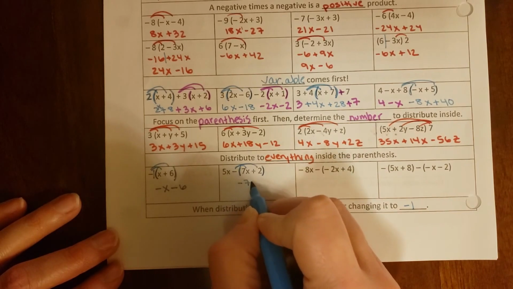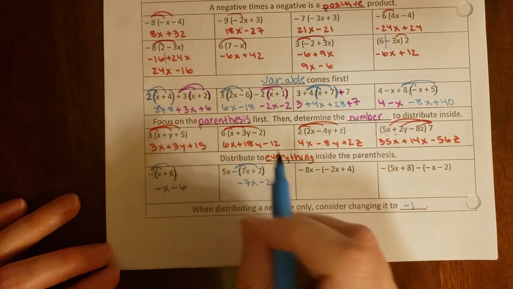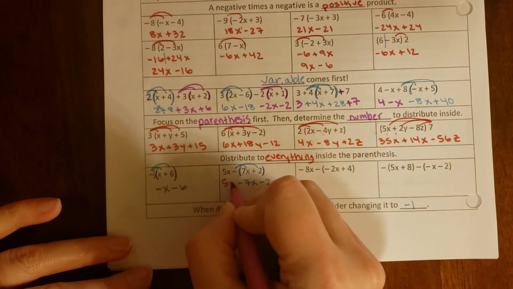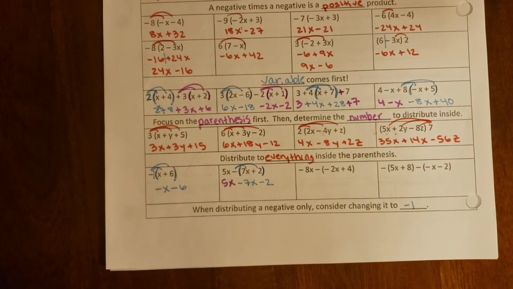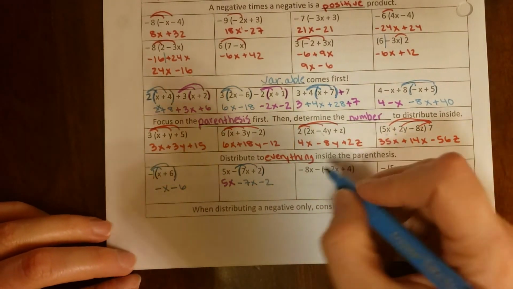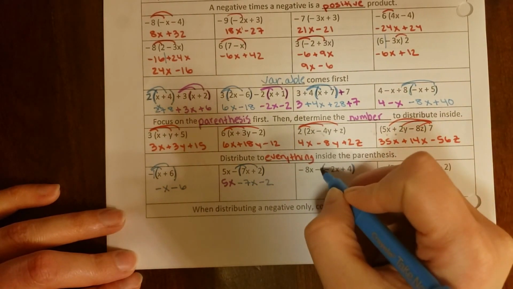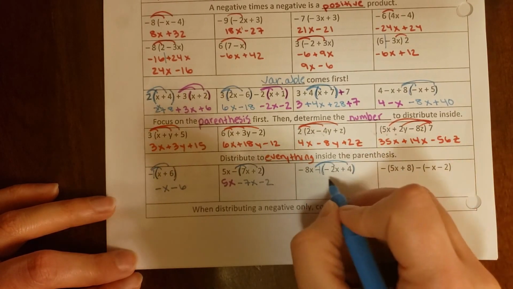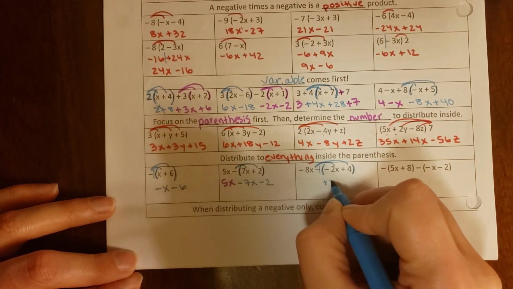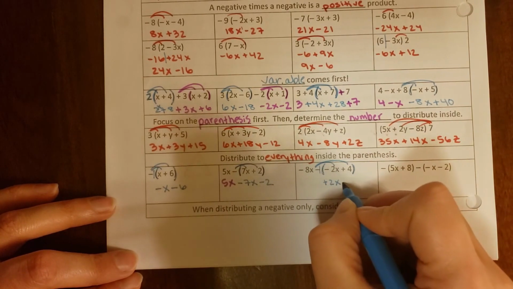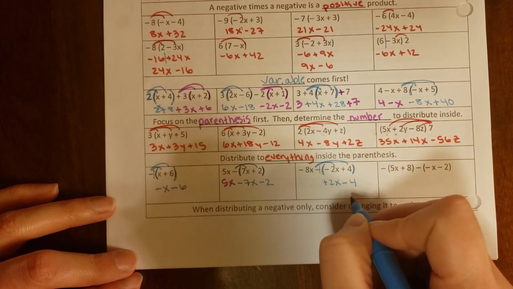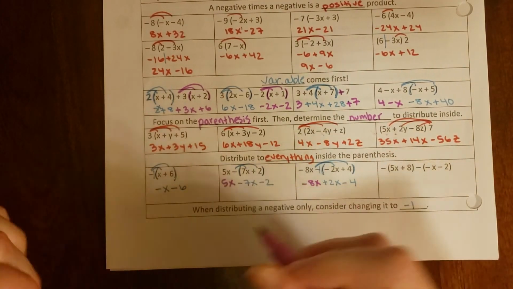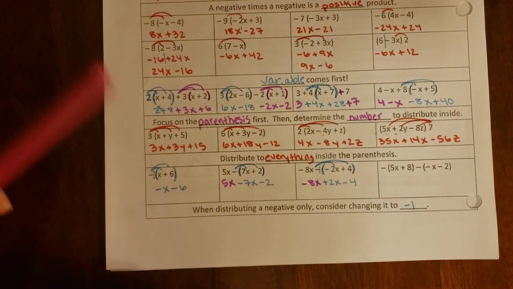So negative 7x, negative 2. But that 5x didn't have anything to do with that. So it's just going to come straight down. Try the next one. So this is like -1 times negative 2x and times 4. So that becomes a positive 2x and a negative 4. And then that negative 8x again, it's just hanging out in front, not affected by all that negativity.